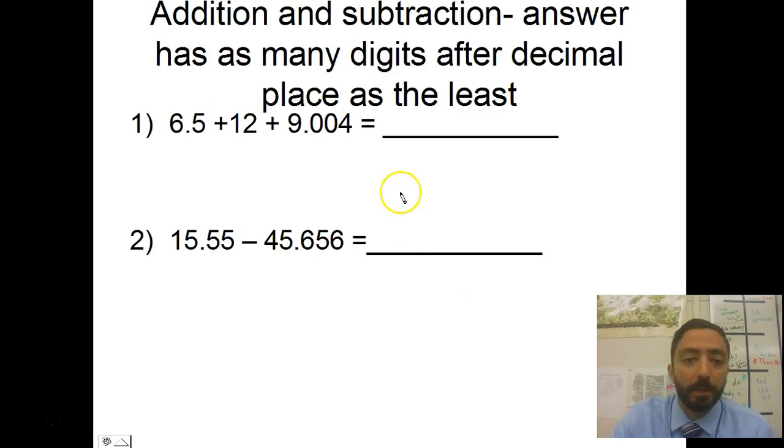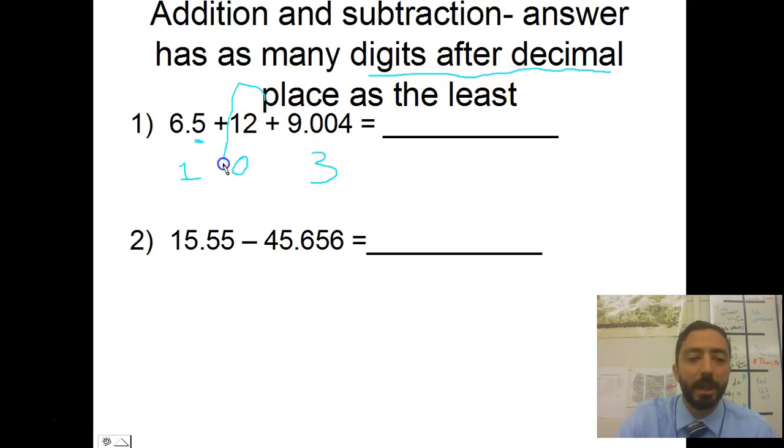Adding and subtracting. This rule is a little different. We're not counting sig figs here. We're just counting digits after the decimal place. Those are the ones that we're paying attention to. So 6.5 has 1 digit after the decimal place. 12 has 0 digits after the decimal place. Doesn't even have a decimal. 9.004 has 3 digits after the decimal place. So my answer for this problem must have as many digits after the decimal as the least. So that would be 0 digits after the decimal. It doesn't matter how many digits I have before the decimal.